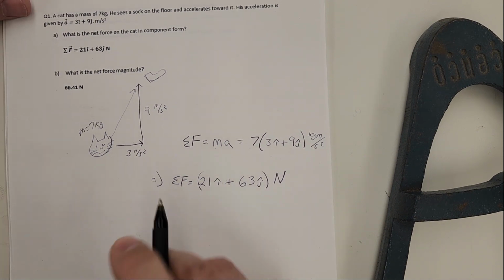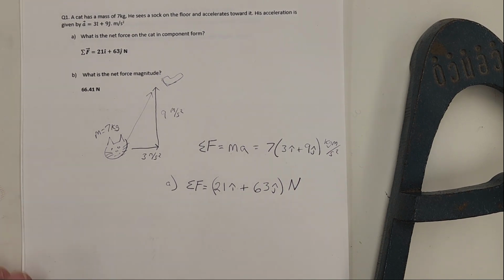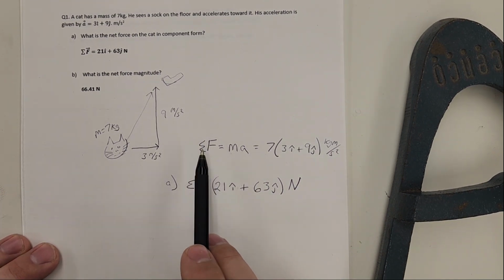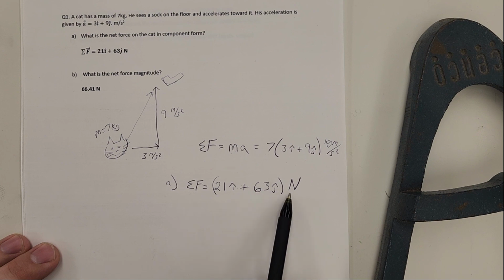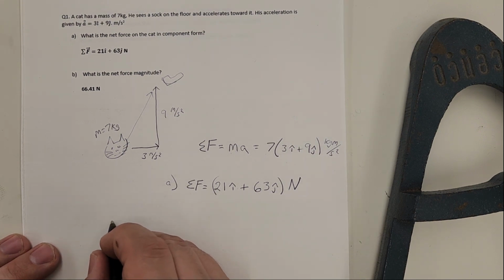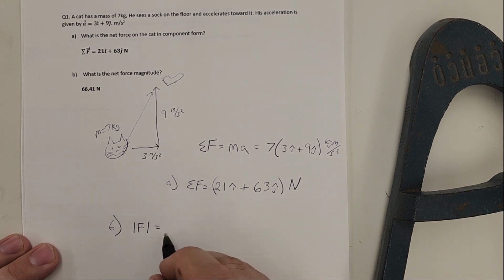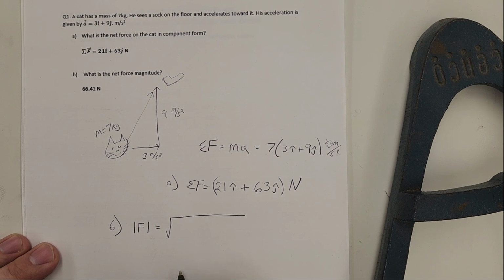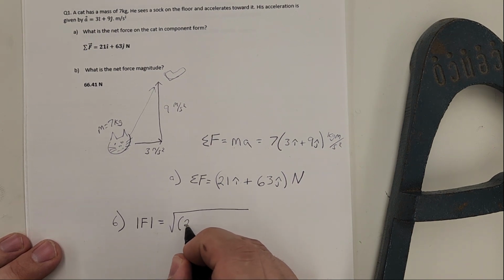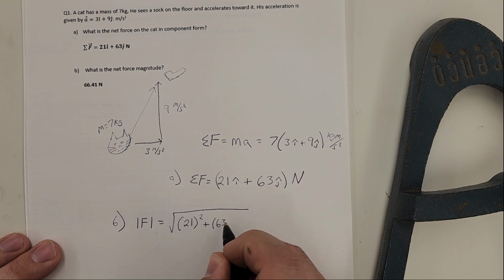Okay. Part B to this, what is the net force magnitude? Okay, so now that I have the force in vector form, I have the i and the j, I just want to find the magnitude of that force. So for B, to find the magnitude of that force, I just take these and square root it, use the Pythagorean theorem. So I'm going to have 21 squared plus 63 squared.